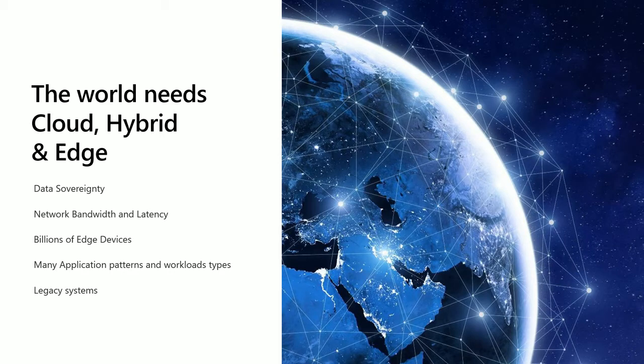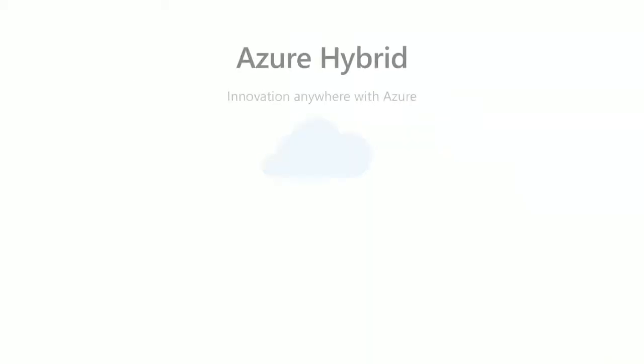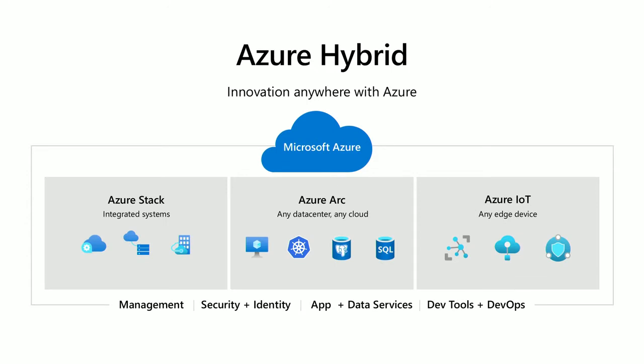There are billions of IoT edge devices in the world, and many in your environment, that cannot connect directly to the public cloud. So that's where edge solutions come into play. Depending on the workload, there are many application patterns, sometimes interdependencies between on-premises systems and cloud-native systems that you need to orchestrate. So all those needs combined led to our Azure hybrid portfolio. And here at Ignite, we're announcing several changes to our Azure hybrid portfolio to bring innovation anywhere with Azure.